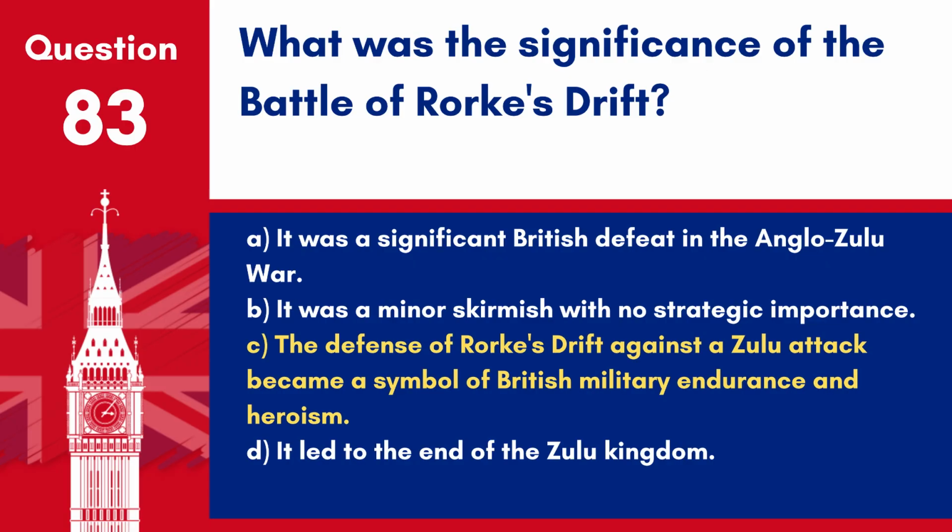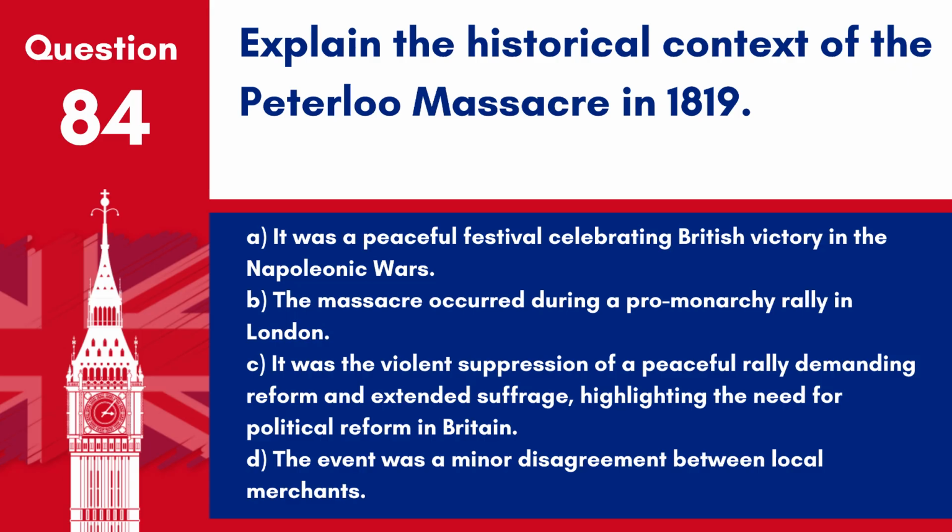Answer. C. The defence of Rorke's Drift against a Zulu attack became a symbol of British military endurance and heroism. The battle, though small in scale, is one of the most celebrated British actions in the Anglo-Zulu War, earning multiple Victoria Crosses for the defenders. Question 84. Explain the historical context of the Peterloo Massacre in 1819.